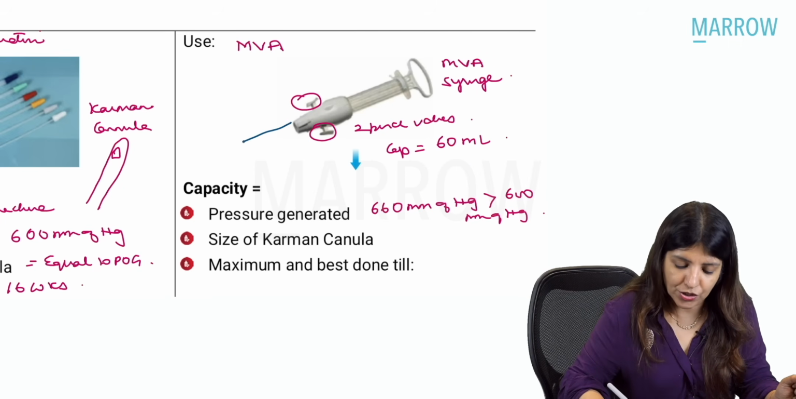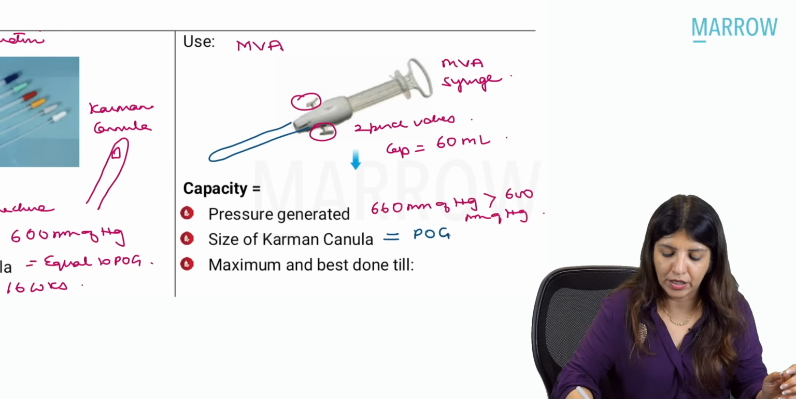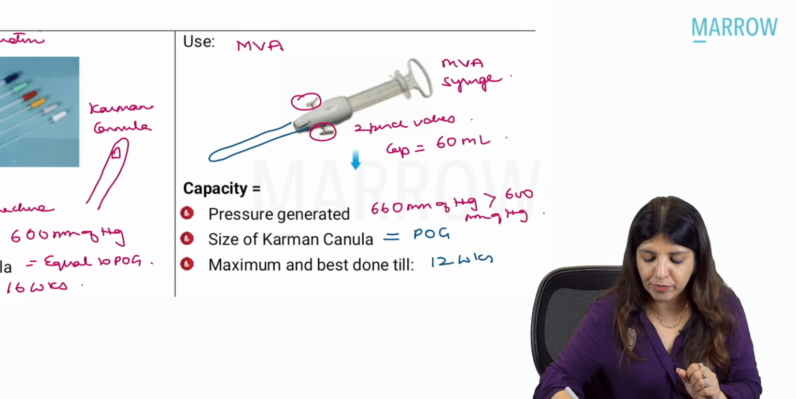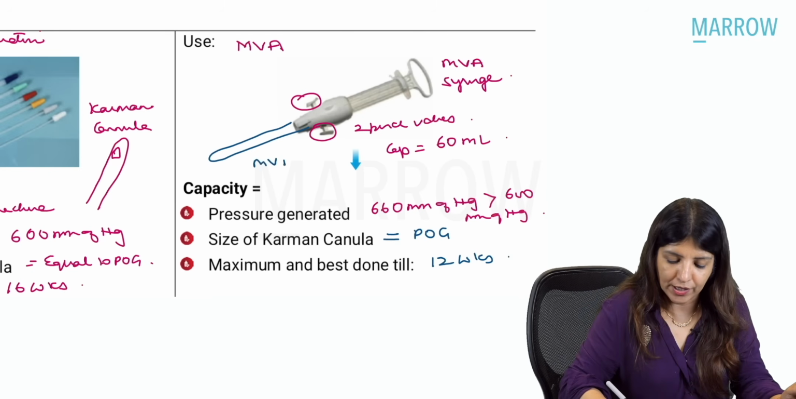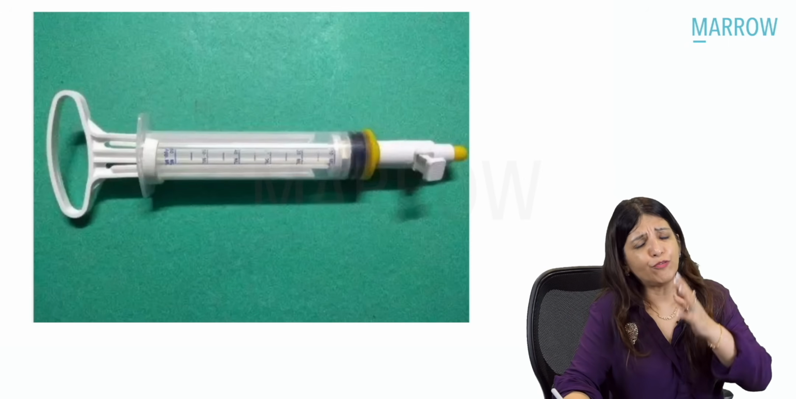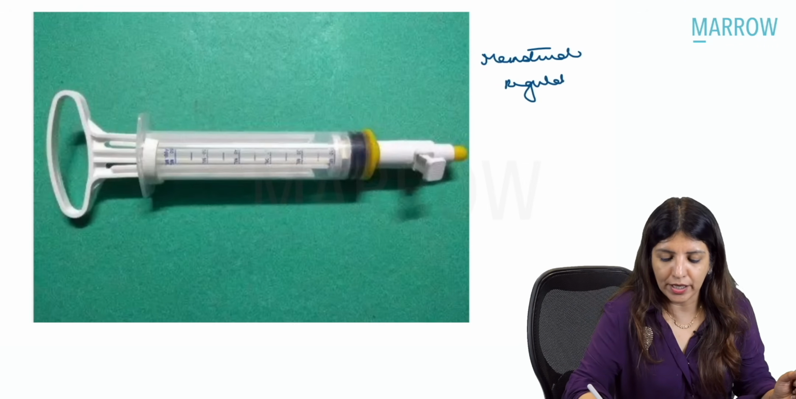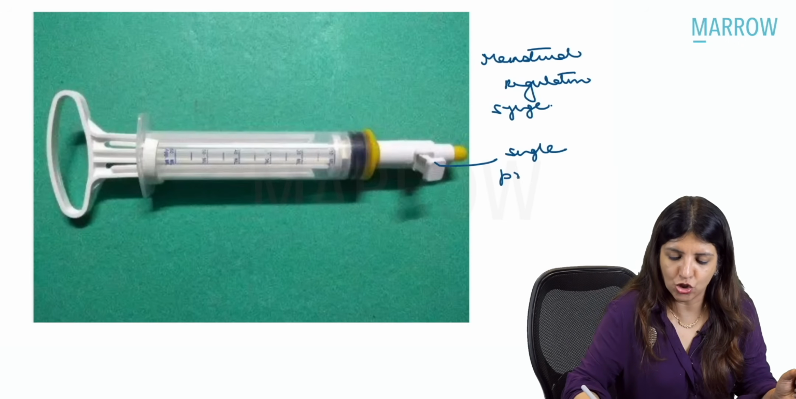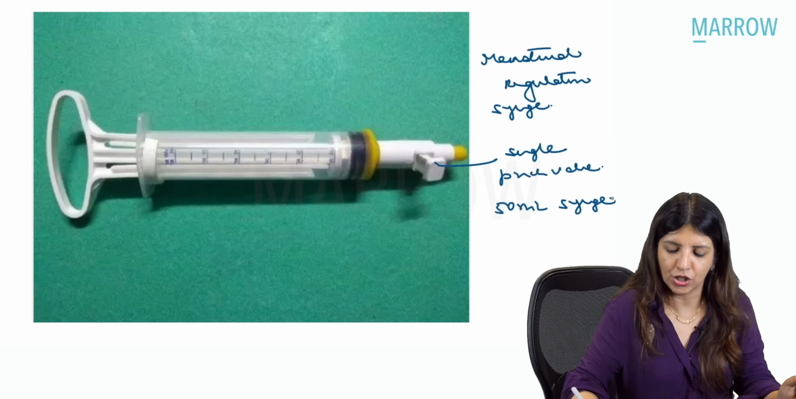Now, in front of this syringe, you will attach a Karman's cannula, and the size of the Karman's cannula should be equal to the period of gestation. Maximum, manual vacuum aspiration can be done up till 12 weeks. Now, please remember, this over here is an MVA syringe. The MVA syringe can be confused with the menstrual regulation syringe. In the menstrual regulation syringe, please remember there will be a single pinch valve, right? Plus it is a 50 ml syringe.